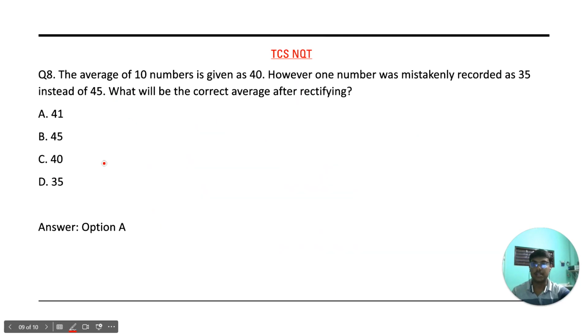Let's move on to question 8. So this is a question from average. Try to solve it by yourself first, then we'll be solving it together. Hope you all have tried to solve the question by yourselves. Let's see what the question says. The average of 10 numbers is given as 40. However, one number was mistakenly recorded as 35 instead of 45. What will be the correct average after rectifying?